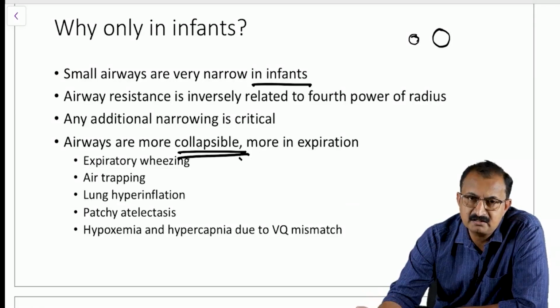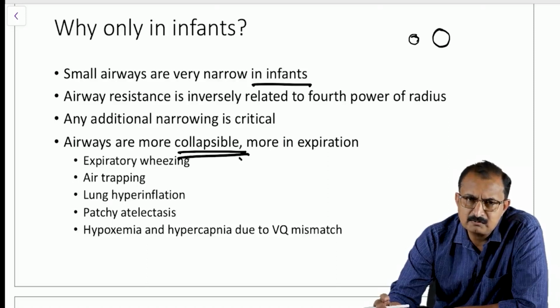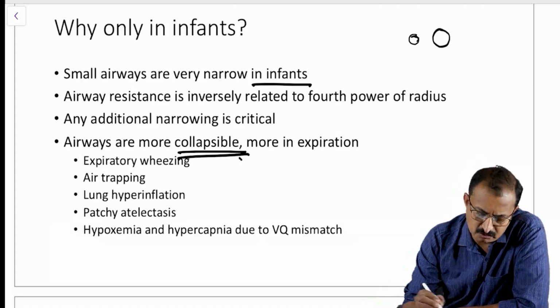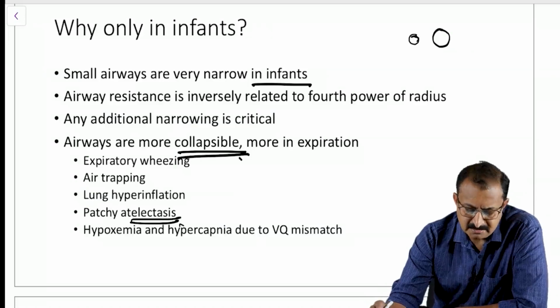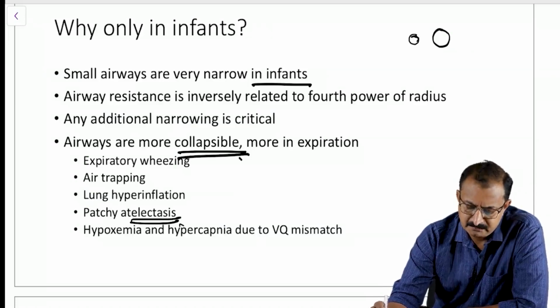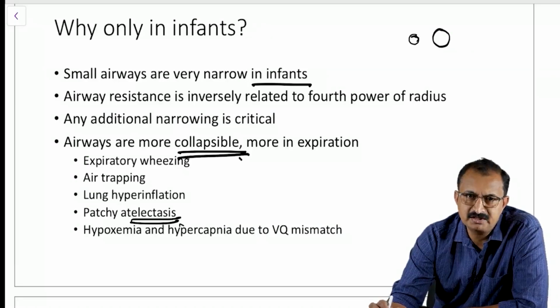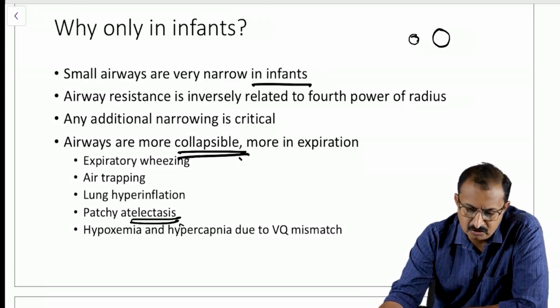The air will enter the alveoli during inspiration, but during expiration, because of the collapse of the small airways, there will be air trapping. This will lead on to lung hyperinflation, and sometimes the small airways are completely occluded, which leads on to patchy atelectasis or collapsed areas, and all this leads on to hypoxemia and hypercapnia, and this is due to the ventilation perfusion mismatch. The ventilated parts of the lung may not be perfused well, or the perfused parts of the lung may not be ventilated well. That will lead on to hypoxemia.